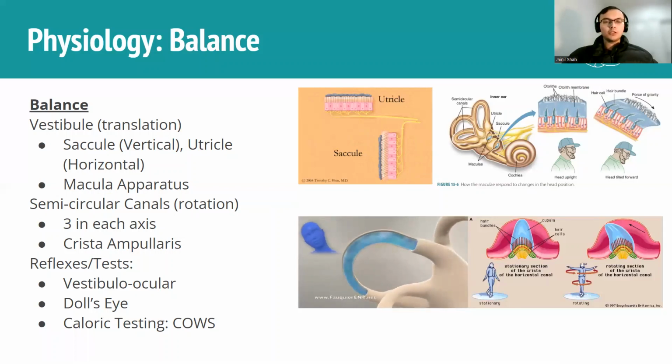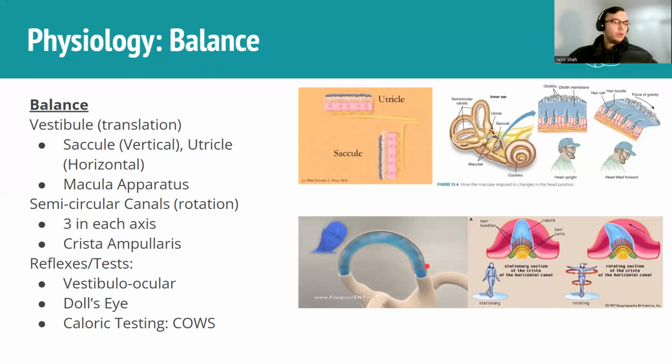But also, if someone else were to move your head for you, the semicircular canals inside the ear are detecting the rotational motion. You essentially have three of them, one for each axis, the X, Y, Z axes, and you can see them here in the diagram. They are each aligned in different axes, and they pick up movement in those three different axes. The way they do it is they have this crista ampullaris, which is a structure that's able to detect the changes in rotation.